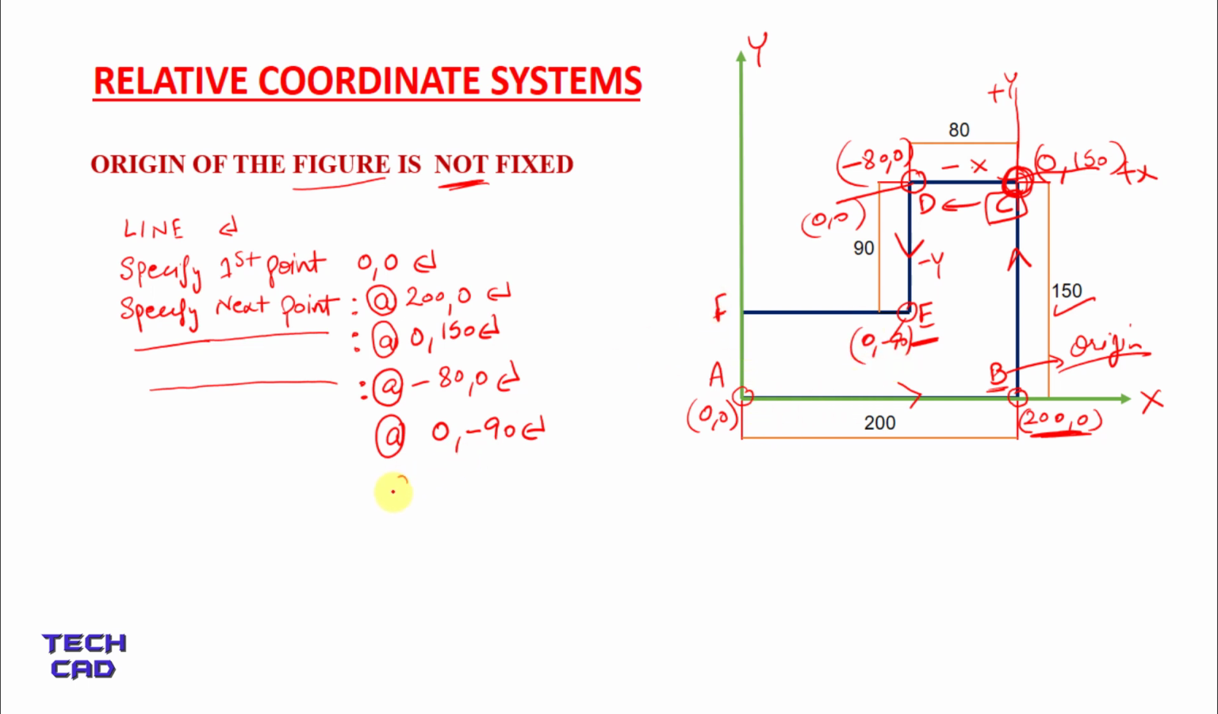In the same way, for point F, E becomes the origin. There is movement in the negative X direction, and this is minus 120, 0. Why 120? Because the total length is 200 and this is 80. This FE is 200 minus 80, that is 120. So that's why this point will become minus 120 and 0. This could be the coordinates of point F.